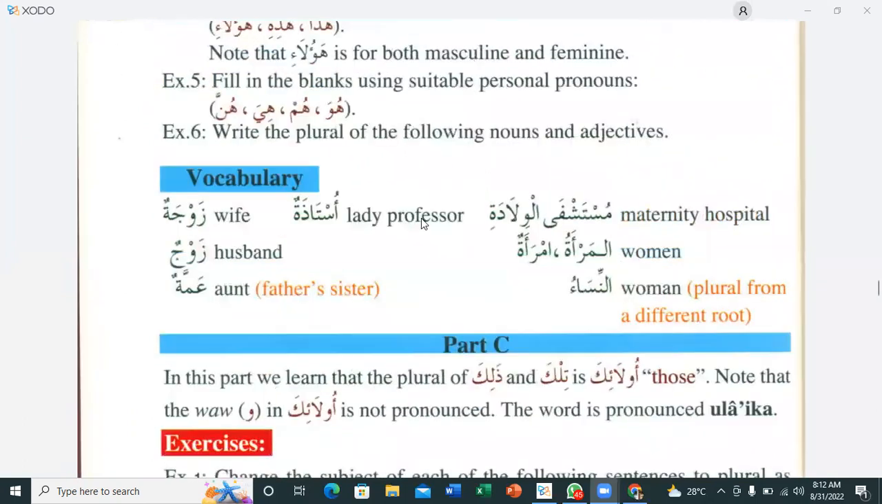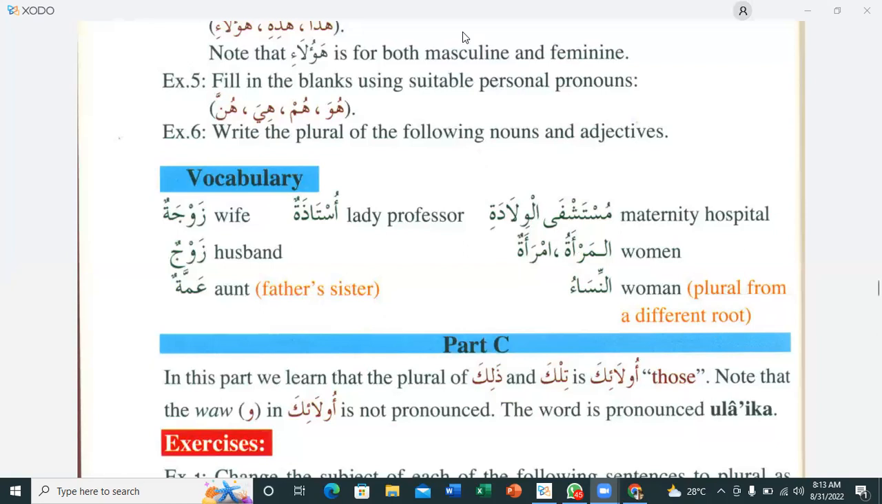Vocabulary of this is zawjatun, wife. Ustadatun or ustadatun, both are pronunciations of this word, lady professor. Zawjun, husband. Ammatun, aunt, father's sister, paternal aunt. Mustashfal wilada, maternity hospital. Al-mar'atu or imra'atu, woman. An-nisa'u, women, plural form, a different root.